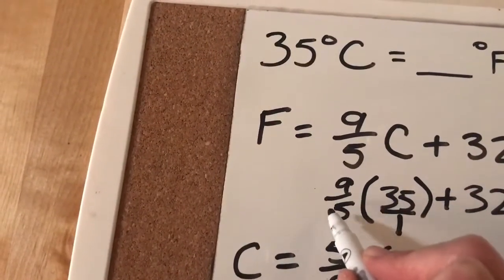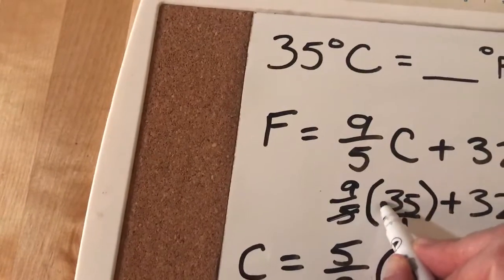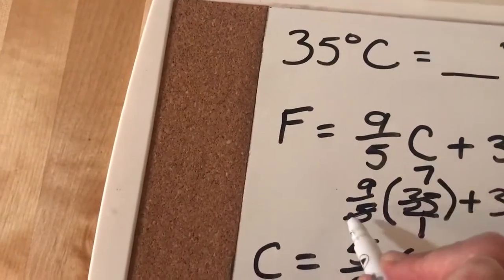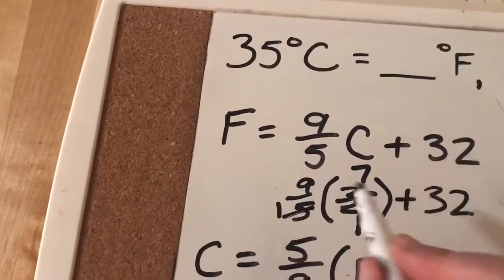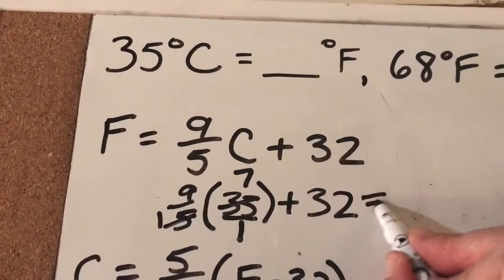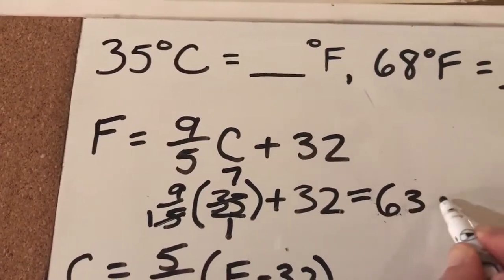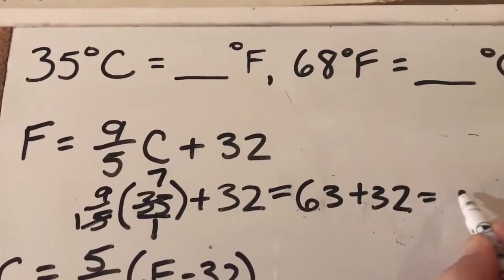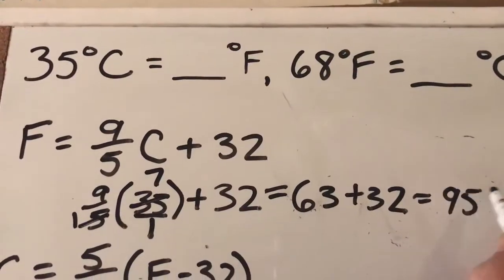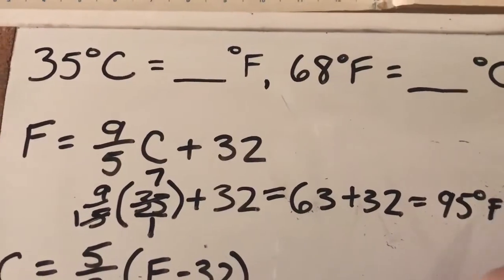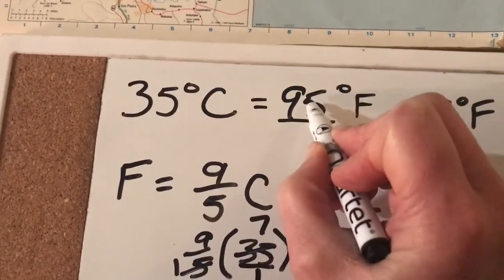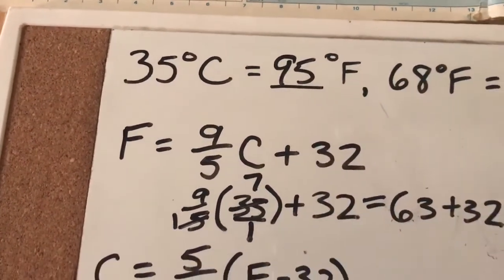Or I could cancel the 5 first with the 35. 5 goes into 35 7 times. And so this is 9 times 7, or 63, plus 32. And so that would be 95 degrees Fahrenheit. So it's pretty warm if it's 35 degrees Celsius.